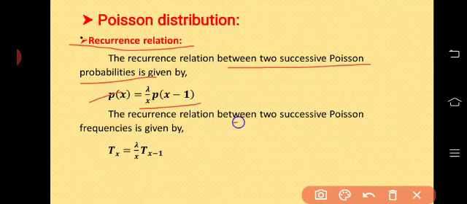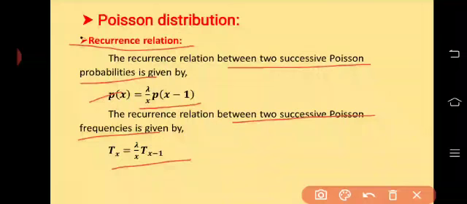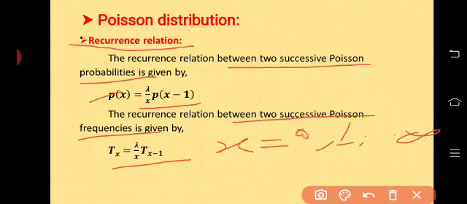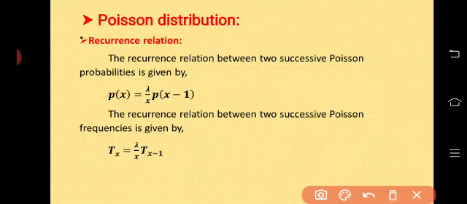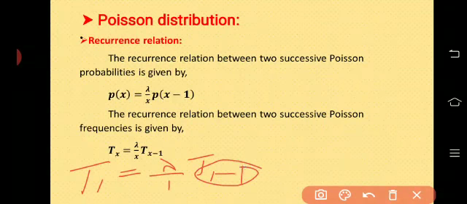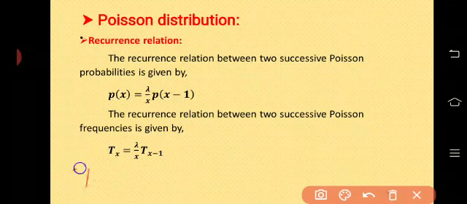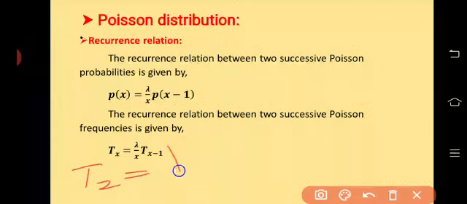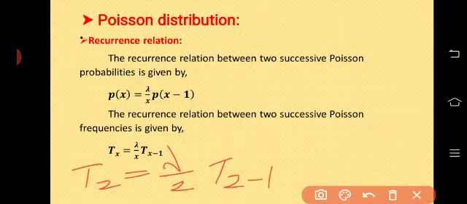Similarly, the recurrence relation between two successive Poisson frequencies is Tx equal to lambda by x into T of x minus 1. Now you know that the Poisson range is x equal to 0, 1, 2, and so on, up to infinity. Suppose we want to find T1, for x equal to 1. It is equal to lambda divided by 1 into T of 1 minus 1, that is, T1 equal to lambda by 1 into T0, because 1 minus 1 is 0. Similarly, you can find T2, for x equal to 2, which is lambda divided by 2 into T of 2 minus 1, that is T1, and so on.